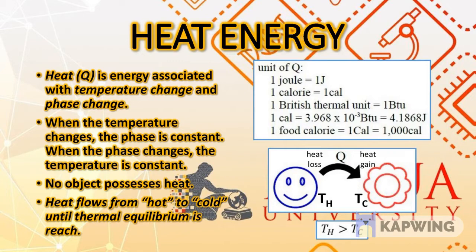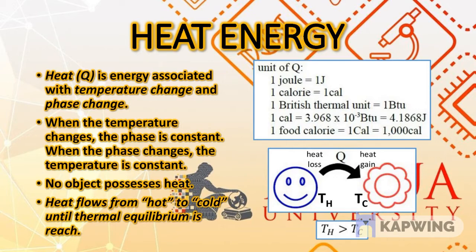The unit for heat is joule, capital J. You also have calorie, cal, and then you have British thermal unit, BTU. 1 calorie is 3.968 times 10 to the negative 3 power BTU, or 4.1868 joules. Note that there's also the food calorie, capital C, which is actually 1,000 calories, so please take note.